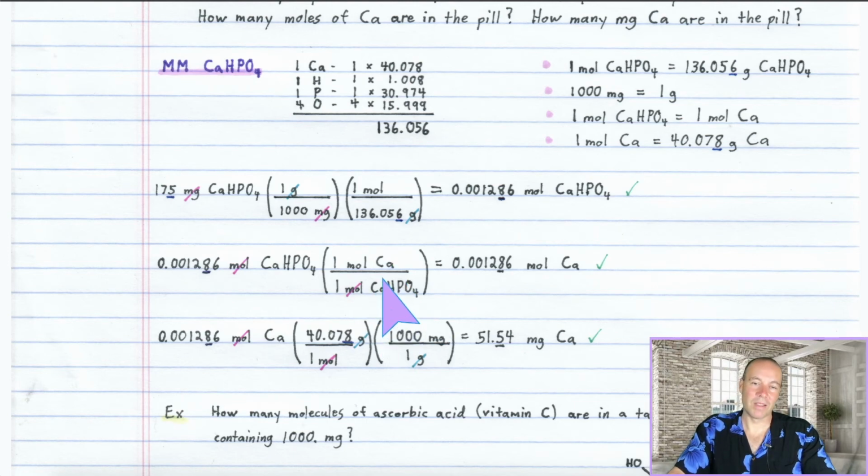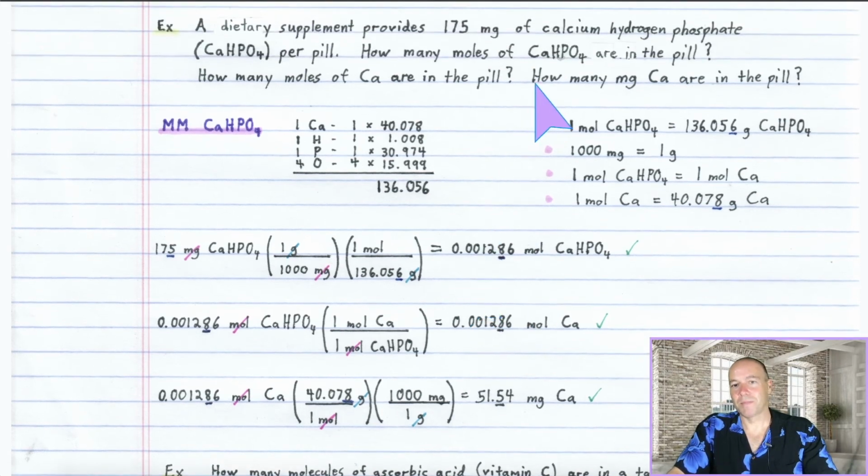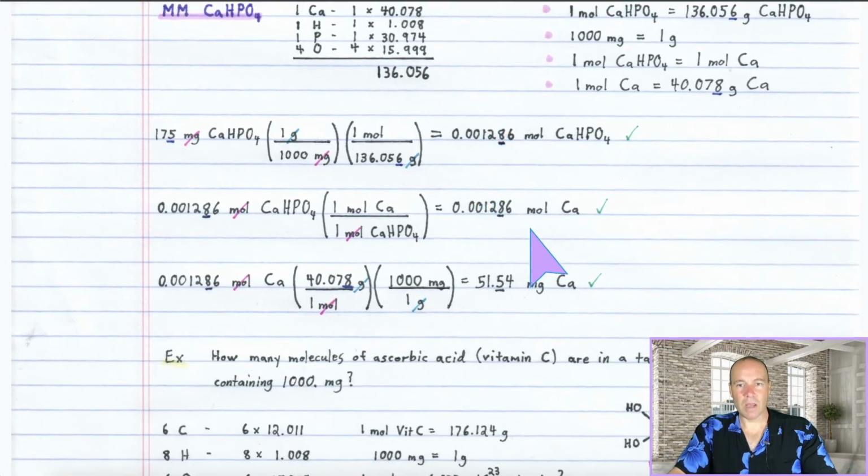1 mole of it contains 1 mole of calcium, and so we're left with the same number as before. Okay, there's 1 calcium per formula unit, so it's equal. Now, the last question asks, how many milligrams of calcium are in the pill? To get milligrams from moles, now that we know how many moles of calcium there are, we should be able to convert that to mass using the molar mass of calcium.